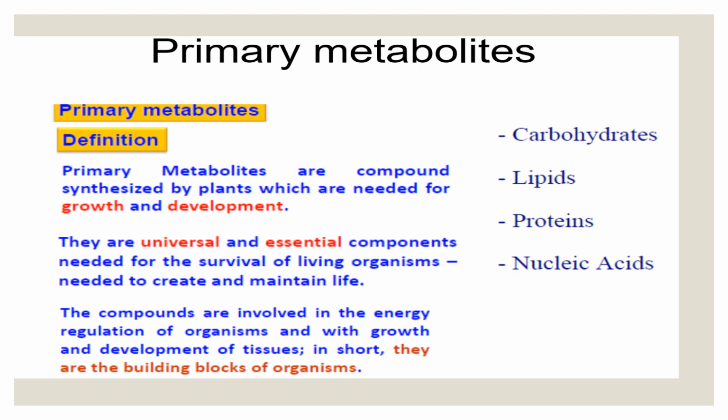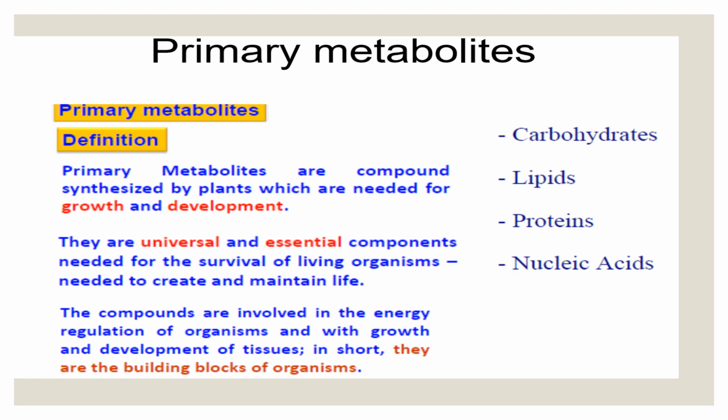So primary metabolites, or primary metabolism, are compounds synthesized by the plant which are needed for growth and development. As I mentioned before, primary metabolites are universal and essential components needed for the survival of living organisms, to create and maintain their life. For example, carbohydrates, lipids, proteins, and nucleic acids are primary metabolites.